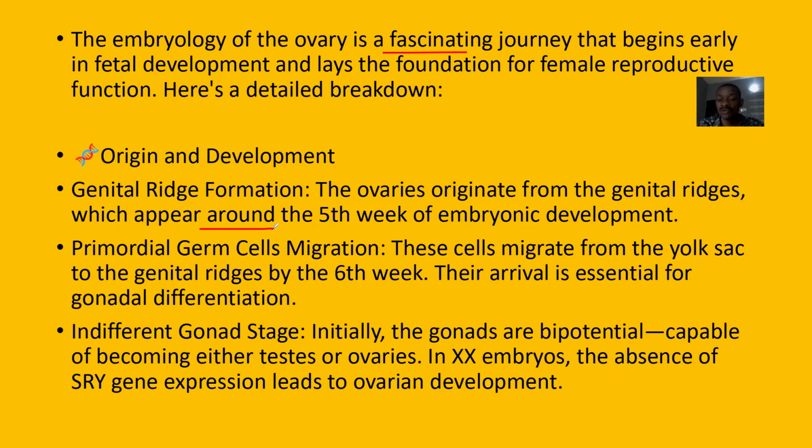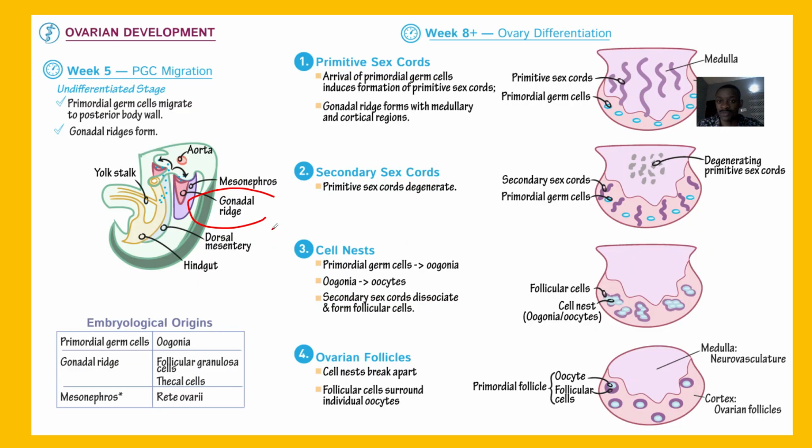Then indifferent gonad stage. Initially the gonads are bipotential. They can become testes or ovaries. So if the embryo is XX, it now goes on to start forming the ovaries, do you understand? If it is XY, that's when you start having the testes coming up. You can pause here to read the summary.